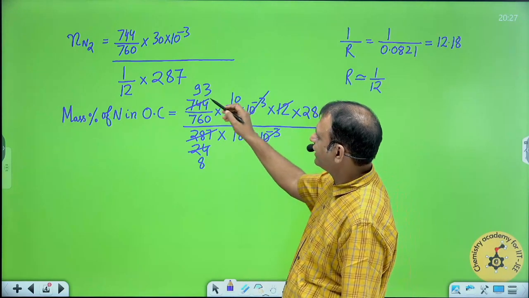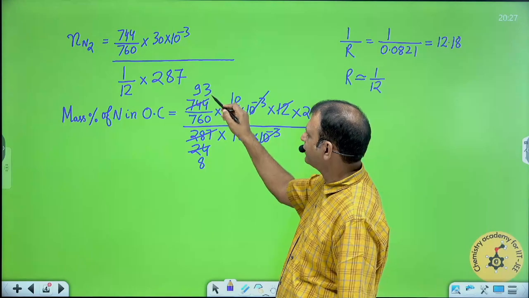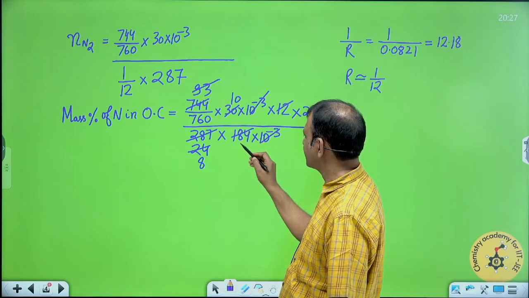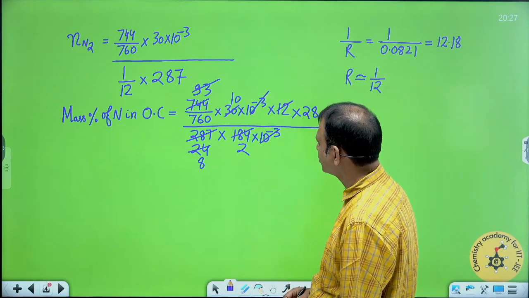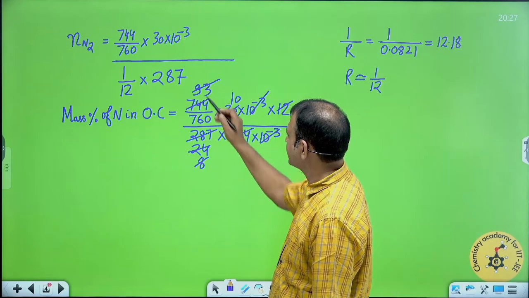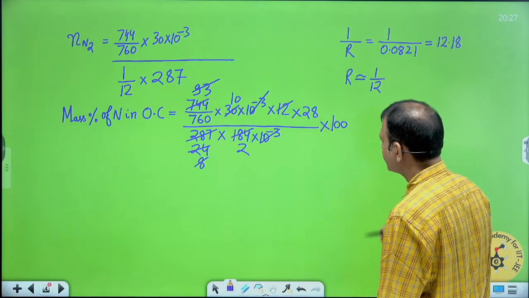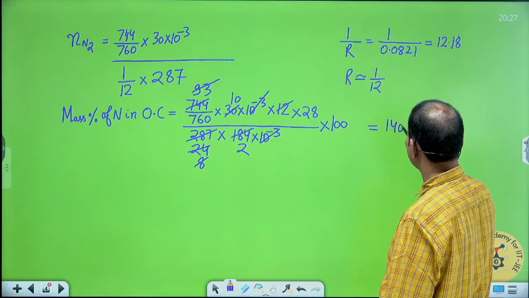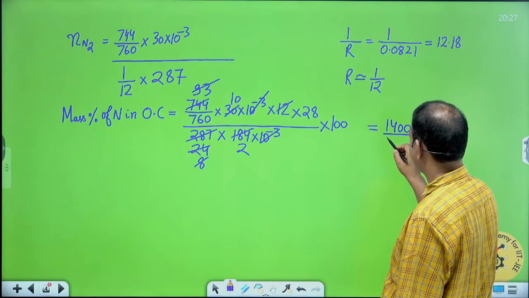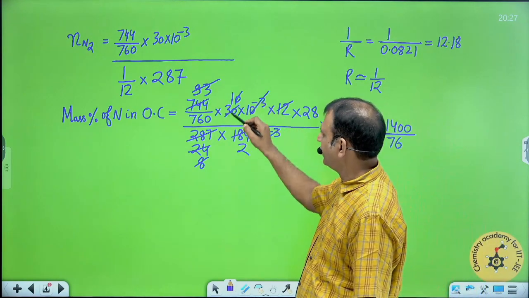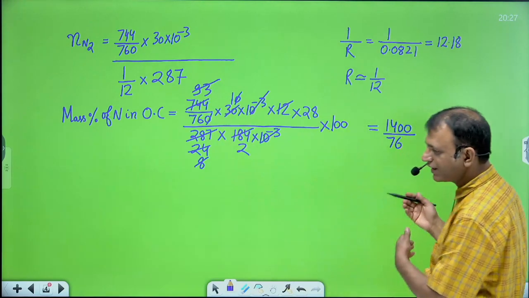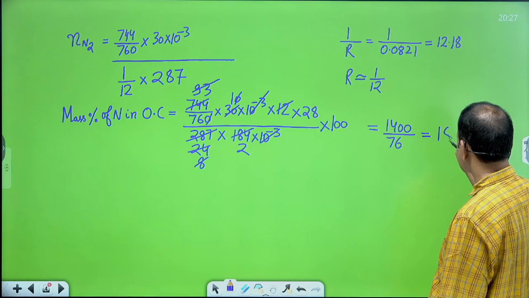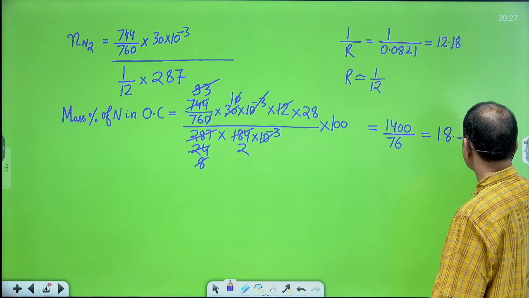So again we can take an approximation. If I multiply 93 by 2, it is 186 and this is 184. So I can take this approximation. I can write here 2. So this is already cancelled out. So now we can say that this value is equal to 1400 divided by 76 because this 10 and this 0 will also cancel out. So this value is coming. और इसको अगर हम simplify करेंगे then this value is coming 18 point something. Some value will come, right?